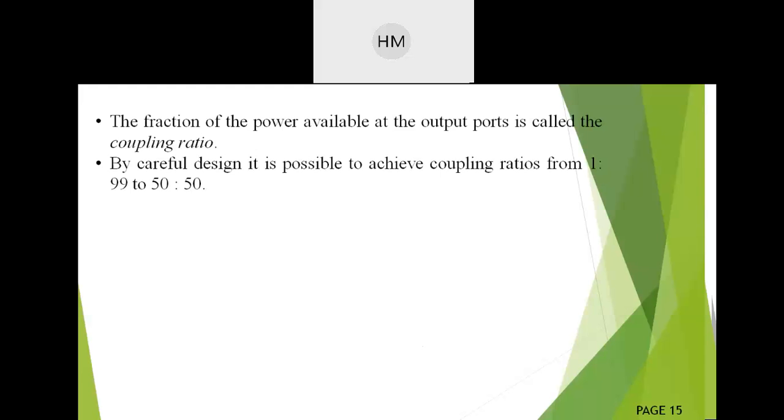The fraction of the power available at the output port is called the coupling ratio. Generally, question is asked on this couplers. तो हमें पता होना चाहिए what is a coupler, optical switch. So we can achieve coupling ratios from 1:99 to 50:50.